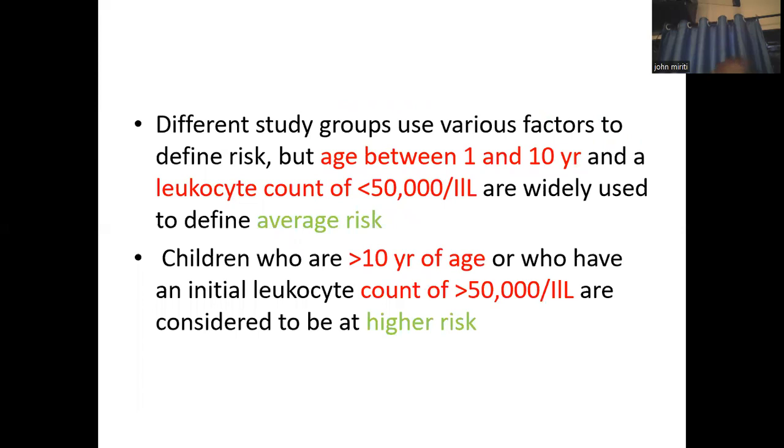So different study groups use various factors to define risk, but age between 1 and 10 years and a leukocyte count of less than 50,000 are widely used to define a standard or average risk. Children who are more than 10 years of age or who have a leukocyte count of more than 50,000 are considered to be at high risk.